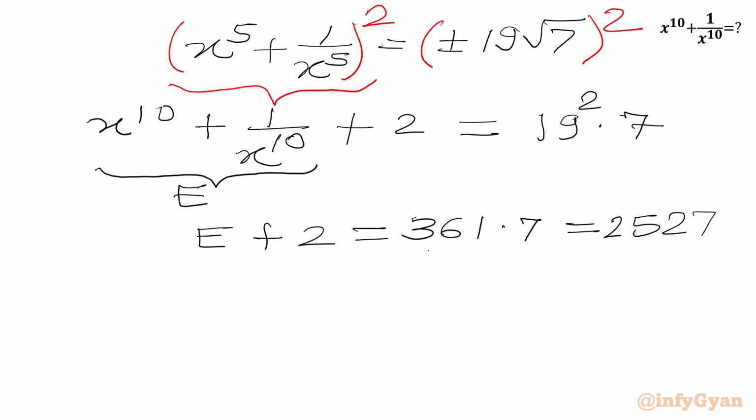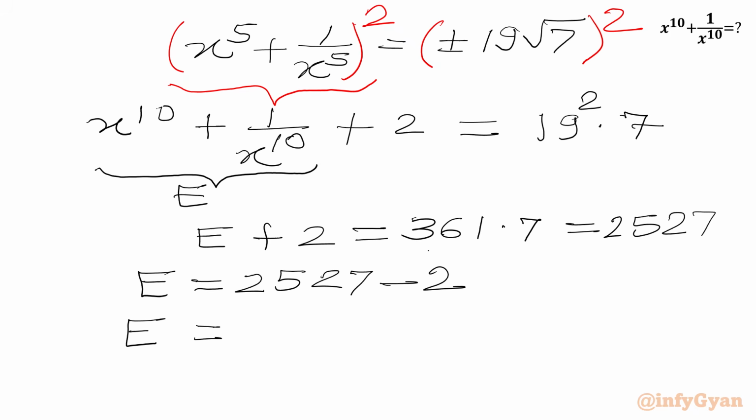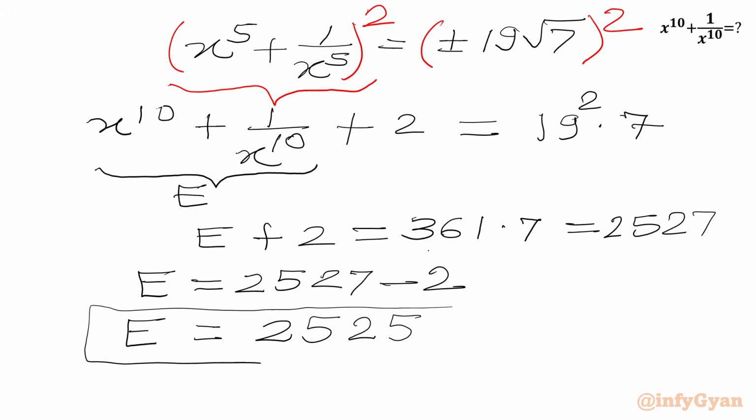Now we will subtract 2 from both sides to get our final answer. E will be equal to 2527 minus 2. So we will write our answer. E will be equal to 2525. So this is our final answer.